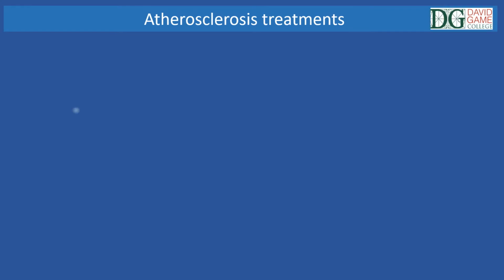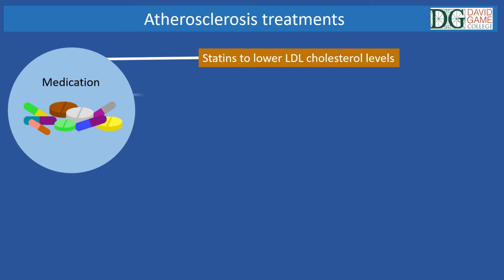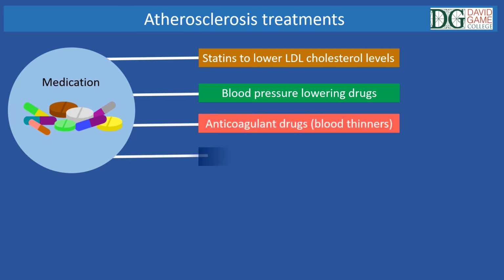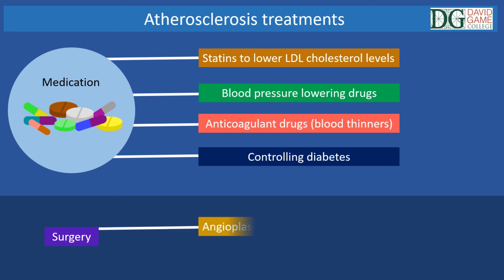Atherosclerosis treatments generally include statins to lower the level of LDL cholesterol, that is the bad cholesterol, blood pressure lowering drugs, anticoagulant drugs such as aspirin that are blood thinners, and also controlling diabetes. In some cases, surgery such as angioplasty and coronary artery bypass may be needed.